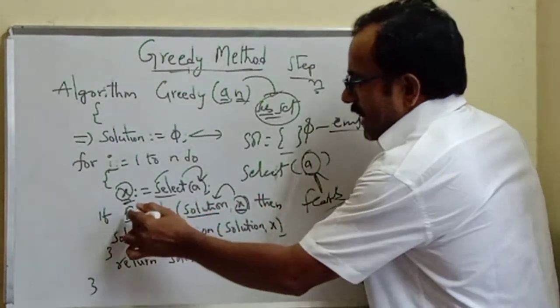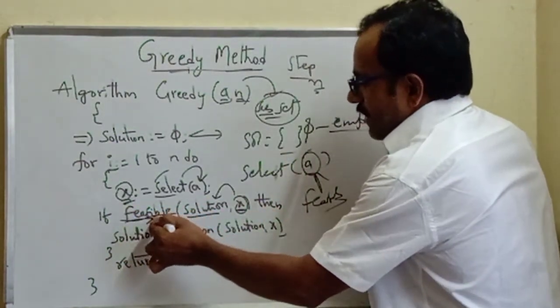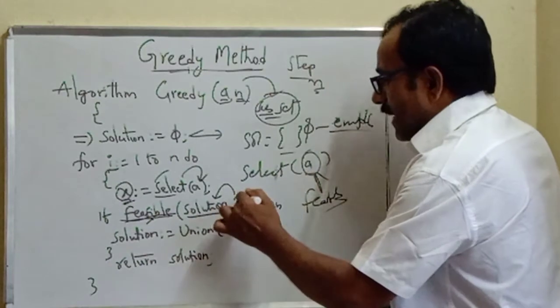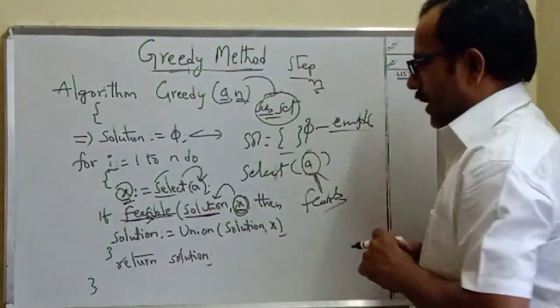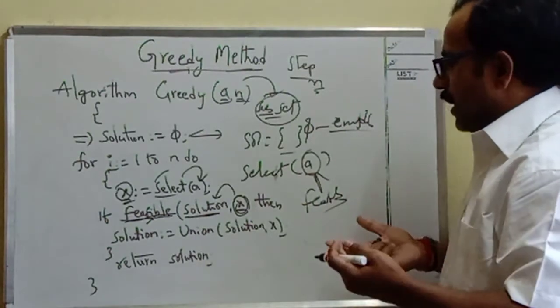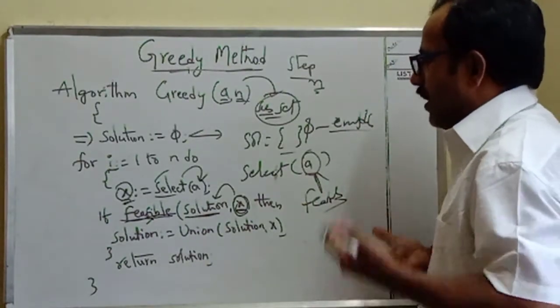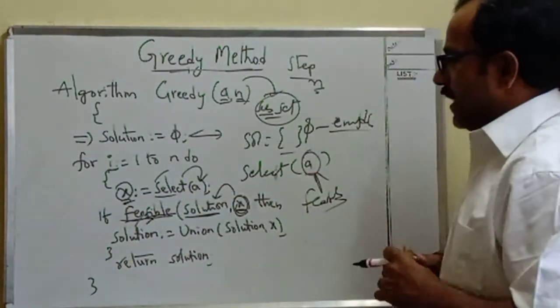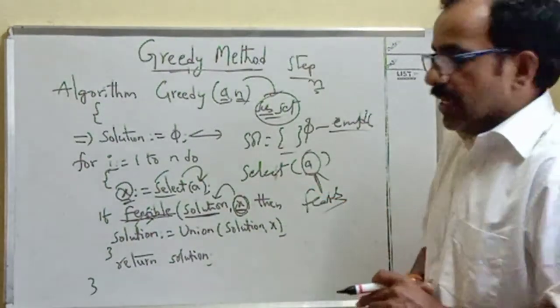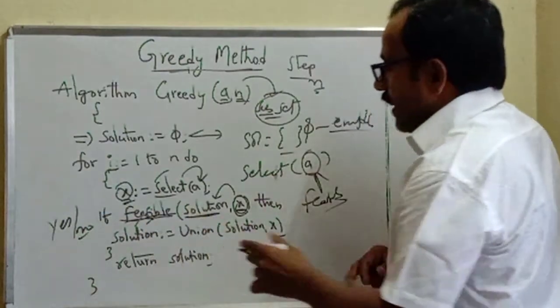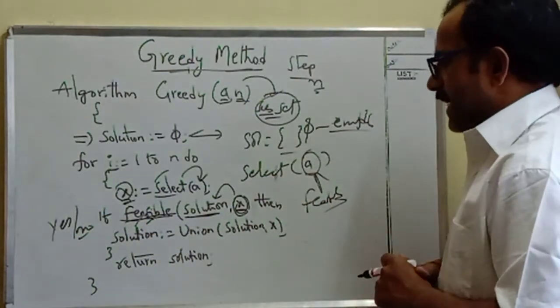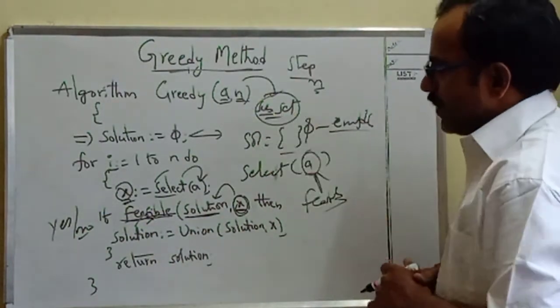So what is the aim of feasibility? Feasible is a function which is used for verifying whether inclusion of the selected element in the solution is possible or not. Whether we can include this or not, we need to verify by using feasible. Feasible is a Boolean function which returns either yes or no: possible produces yes as the result, not possible produces no.